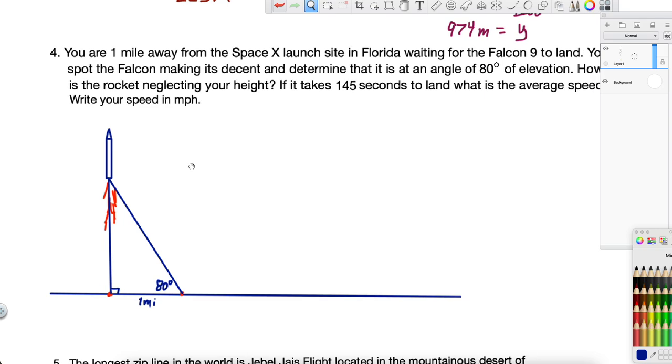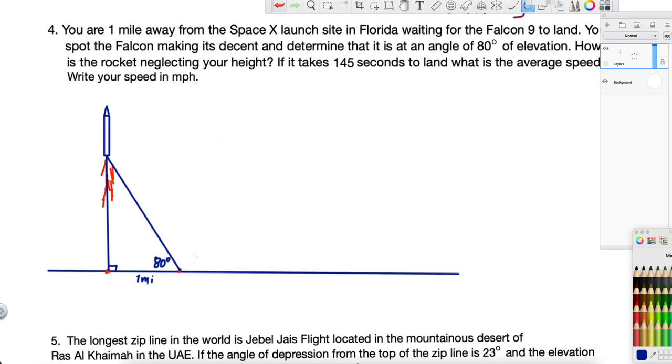So we want to say, how high is the rocket? Okay, and we're neglecting our height here because, in terms of everything here, it's quite small relative. So we're looking for that height. I hope you see here that height is opposite the 80, and the 1 mile is adjacent. So this is tangent again. So we got tangent happening again. Tangent of 80 equals h over 1, right?